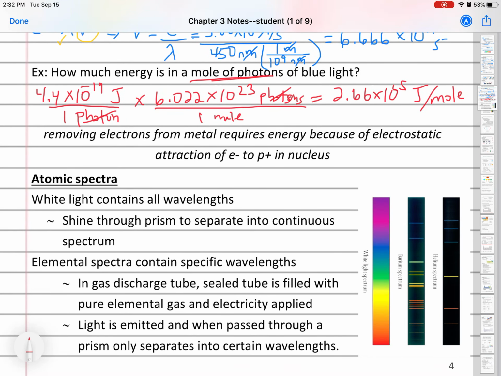So removing electrons from metal, which is what happened in the photoelectric effect, requires energy because of electrostatic attractions. We talked about different types of energy. One type of energy is electrostatic attractions, oppositely charged things being attracted to each other. And in an atom, the electrons and the protons are oppositely charged and attracted to each other. So it does require energy to remove those electrons. They don't want to leave. They're attracted to the protons.